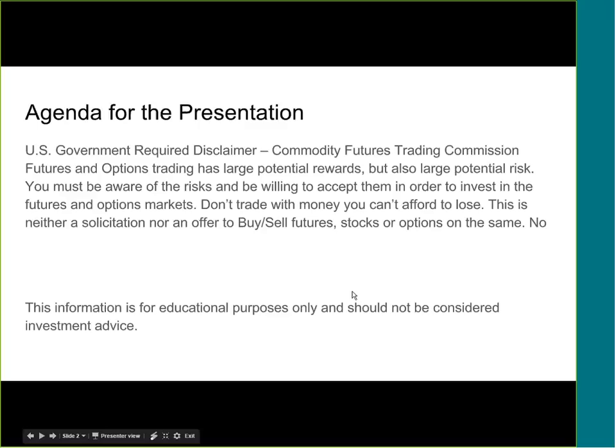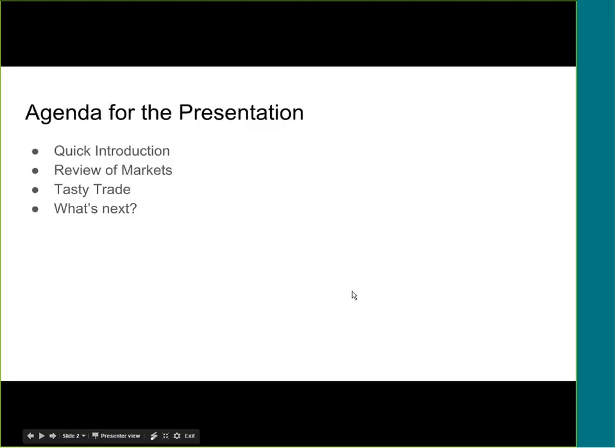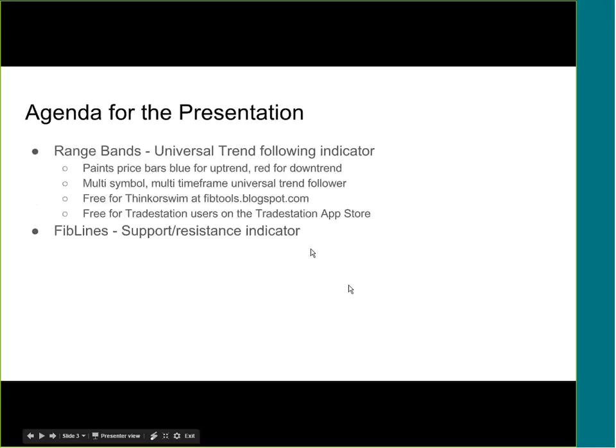Agenda for the presentation: we'll take a quick look at the FibLines indicator, review some symbols, talk about Tasty Trade, and that should be pretty much it.